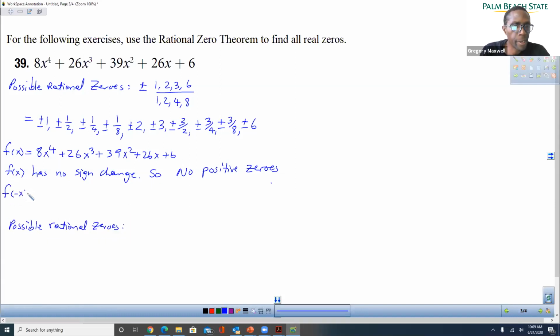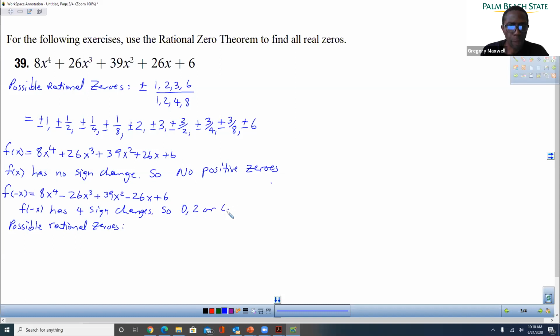F of negative x is 8x to the 4 minus 26x cubed plus 39x squared minus 26x plus 6. All right? F of negative x has 1, 2, 3, 4 sign changes. So either 0, 2, or 4 negative zeros.